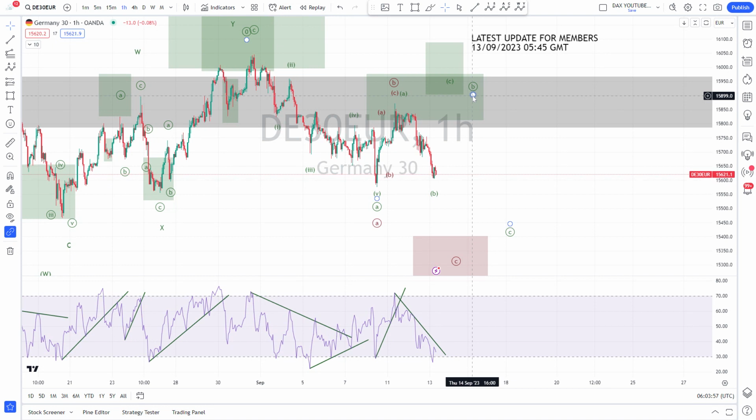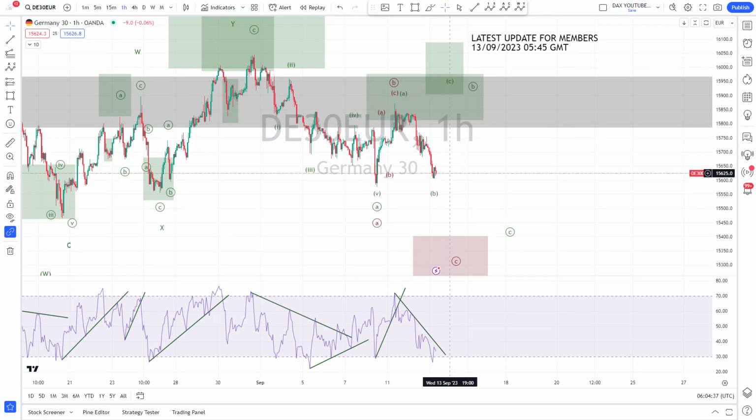And the reason is the other indices, it looks like the other indices need a push up if I look at their structures. And so therefore I also call for a push up in the DAX. But to be honest, if I look solely at the DAX, it could be that our wave B was in here. So for the DAX, this is like a 50-50 percent chance that the alternative scenario plays out, or that the primary scenario plays out.